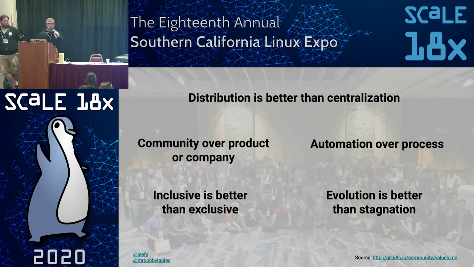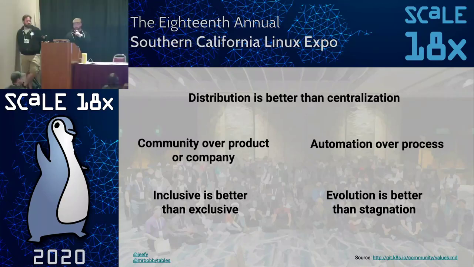Inclusive is better than exclusive. We will do our best to be as welcoming as possible. Successful projects require different perspectives, and we can only get those by offering a welcoming and safe place for people to express their thoughts. Lastly, evolution is better than stagnation. We will strive for continual improvement. This isn't just for code, but for people, processes, and culture. Things like mentorship and elevating others are core to the Kubernetes philosophy.